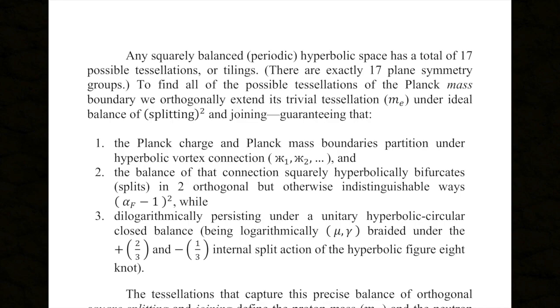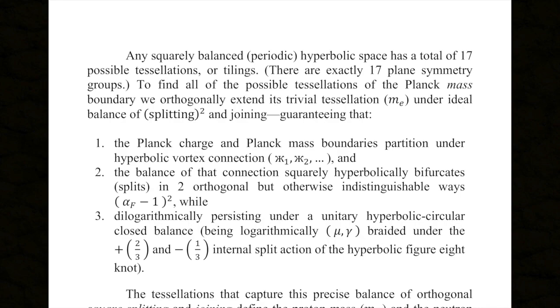Any squarely balanced periodic hyperbolic space has a total of 17 possible tessellations or tilings because there are exactly 17 plane symmetry groups. To find all of the possible tessellations of the Planck mass boundary, we orthogonally extend its trivial tessellation, the mass of the electron, under ideal balance of square splitting and joining, guaranteeing three things. These are all things we already know from our construction, we're just trying to be explicit about them.